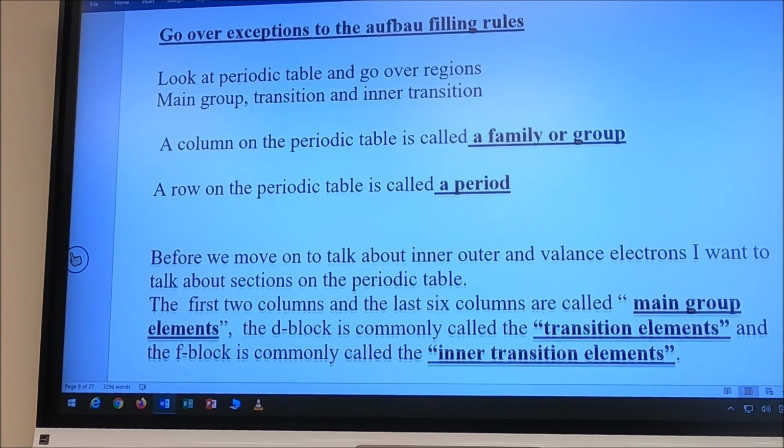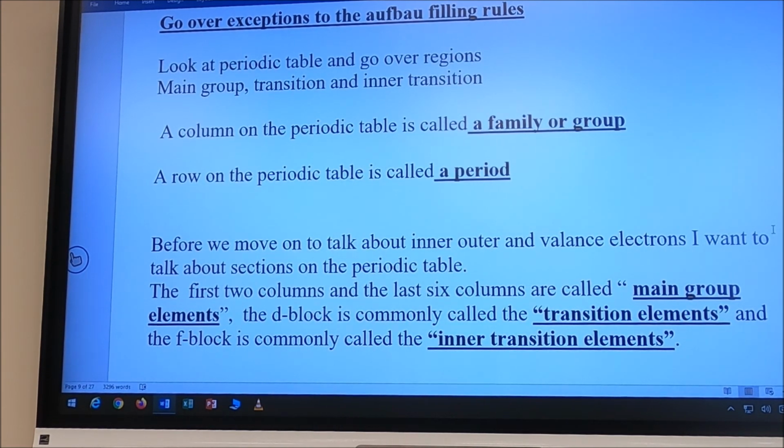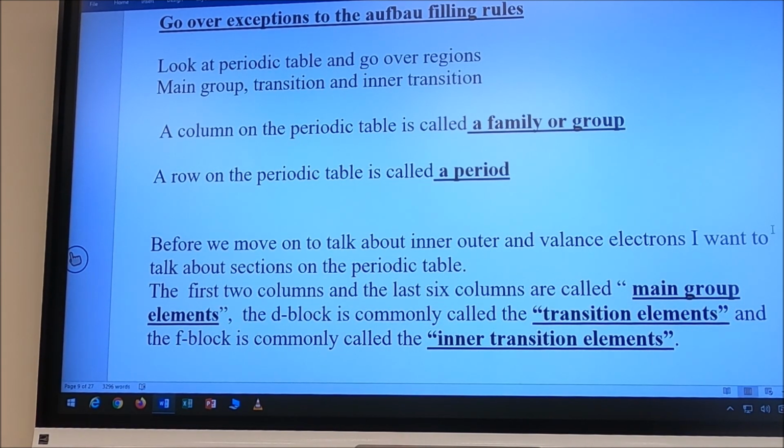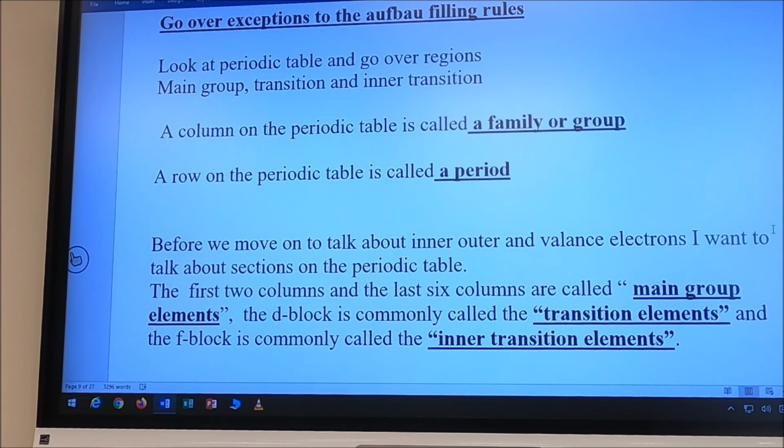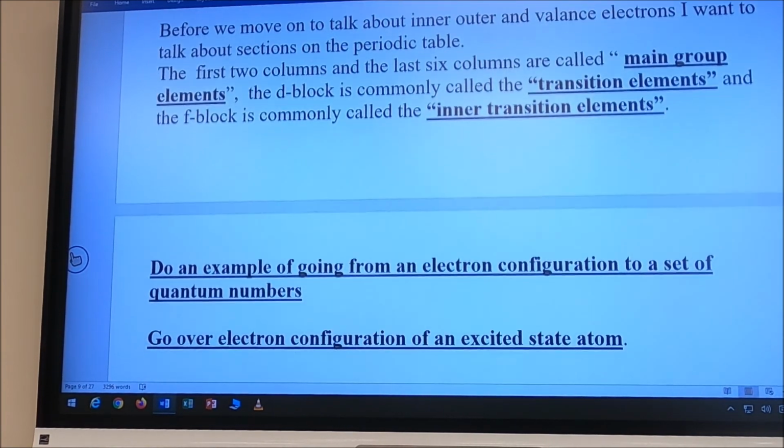Now, some other things that we can get when we're looking at the periodic table. A column on the periodic table is called a family or group. A row on the periodic table is called a period. Okay? So columns are called families or groups, and rows are called periods. And besides talking about S block, P block, D block, and F block, we're also going to use the terms main group elements, transition elements, and intertransition elements. Okay? So let's look at what I mean by these designations.